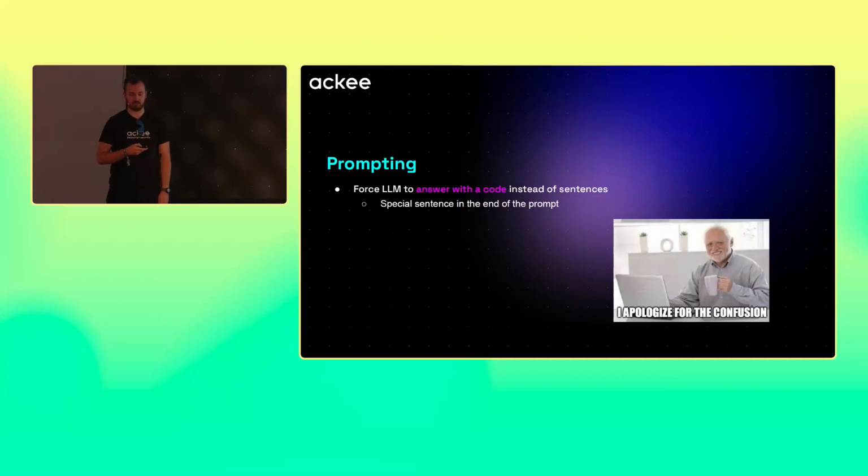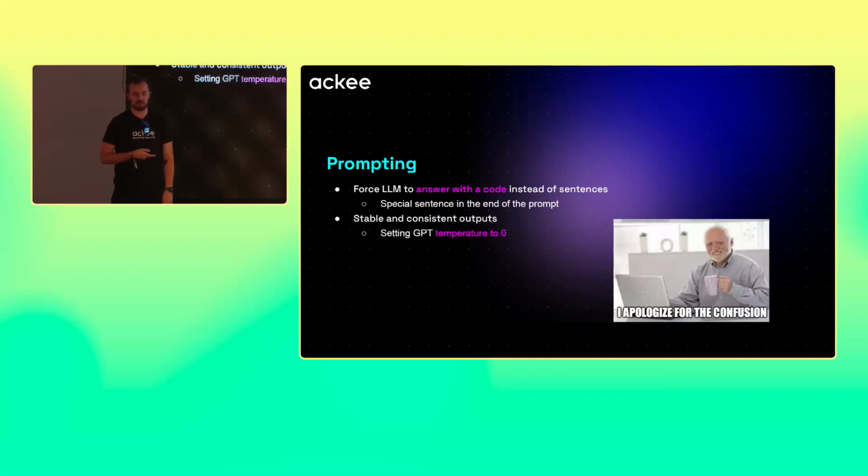So the prompting, when you start developing with language models and get more into it, it can be pretty hard just to force a language model to answer with your code. It's still doing things like "I apologize for the confusion" and polluting the output with some sentences and so on. So the best way we found is that you can place some special sentence at the end of the prompt, which is basically the last thing that the language model reads. So it will keep it in mind and send the output that you need.